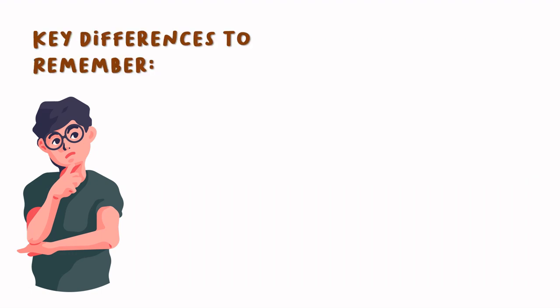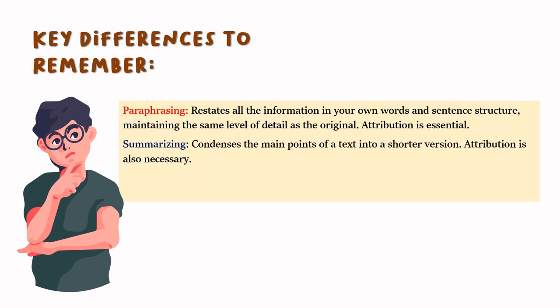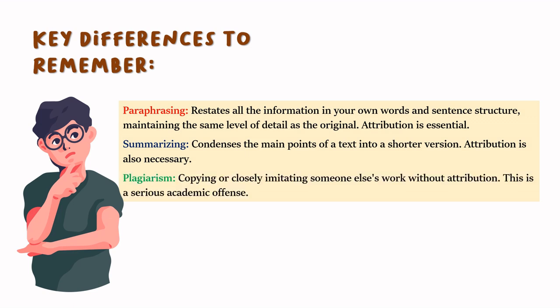Key differences to remember. Paraphrasing restates all the information in your own words and sentence structure, maintaining the same level of detail as the original. Attribution is essential here. Summarizing condenses the main points of a text into a shorter version. Attribution is also necessary. Plagiarism is copying or closely imitating someone else's work without attribution. This is a serious academic offense.